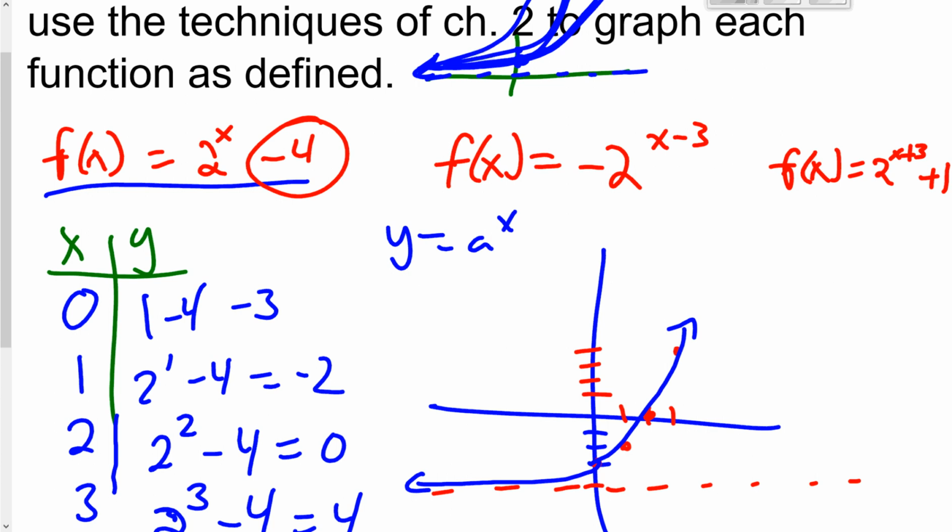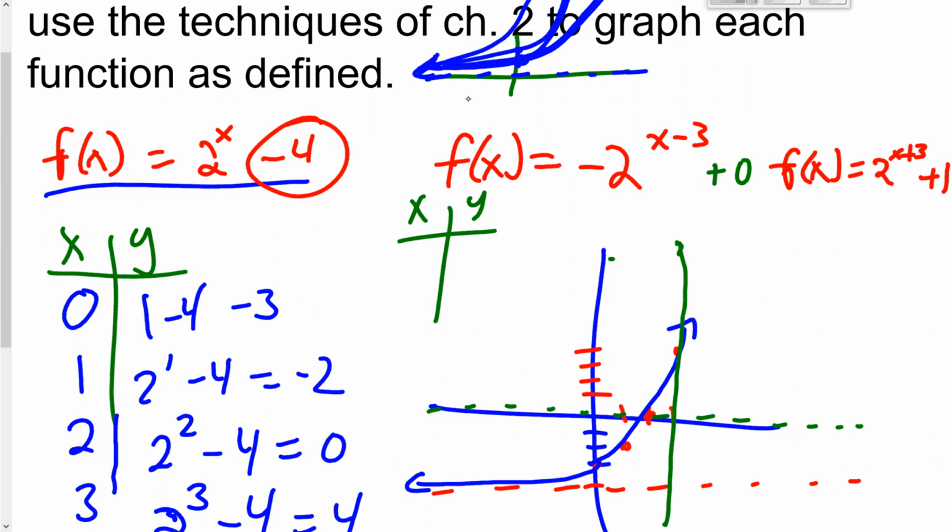Okay, now how about this one? Let's just put these all on the same graph so you can see the difference. So again, you can just make a chart, or you can use those techniques from chapter 2 to go ahead and graph this, right? Here I'm not adding anything, so my k is 0. So the horizontal asymptote would be at 0. This is x minus 3, so that means it's actually going to move right 3, 1, 2, 3. So this line right here would kind of be like my new y axis. And then it'd be like your points 0, 1.